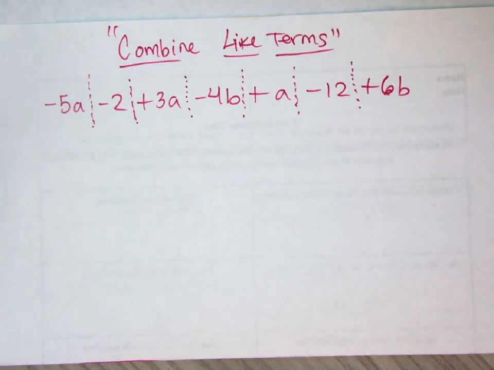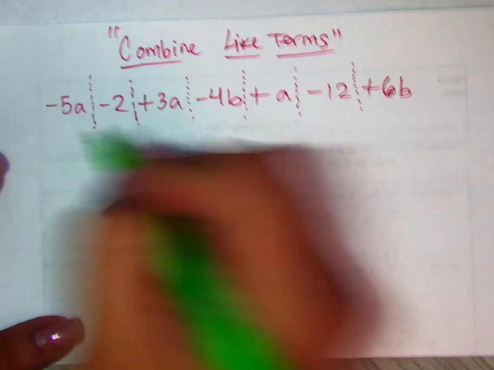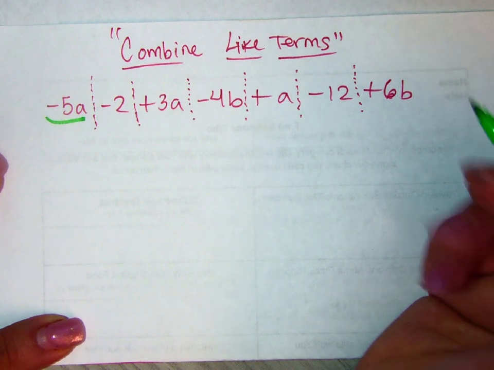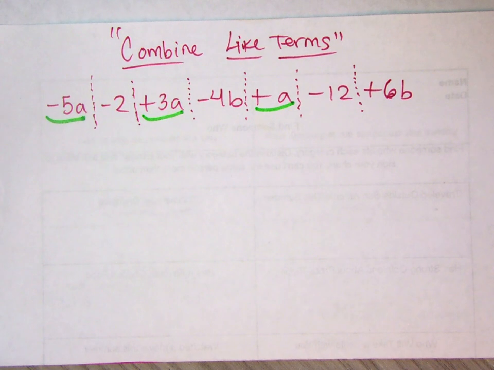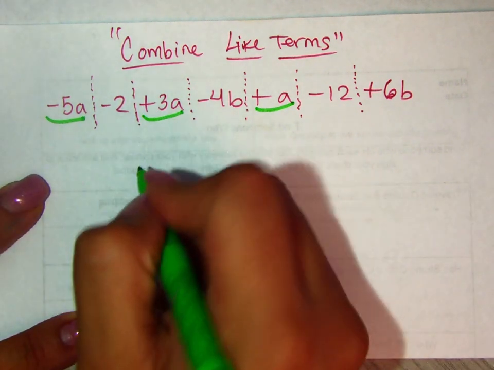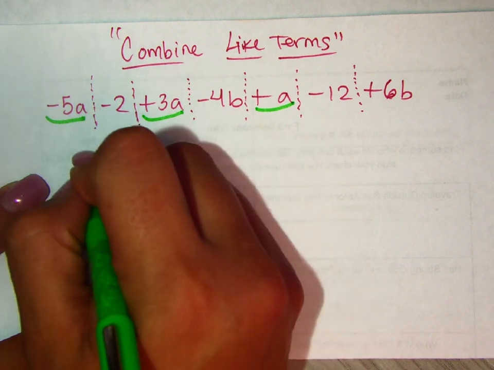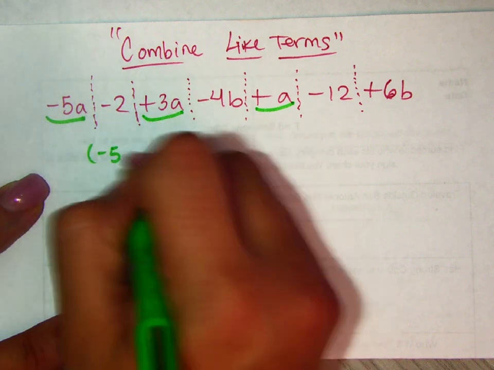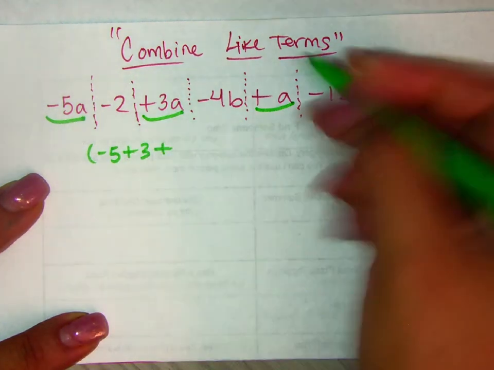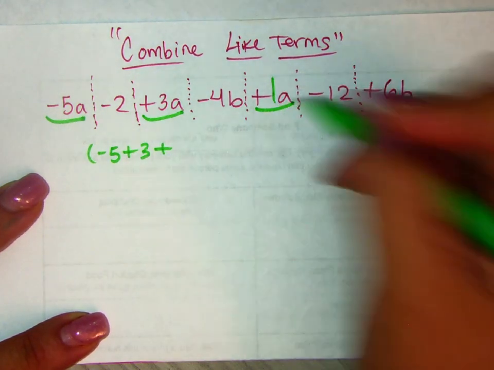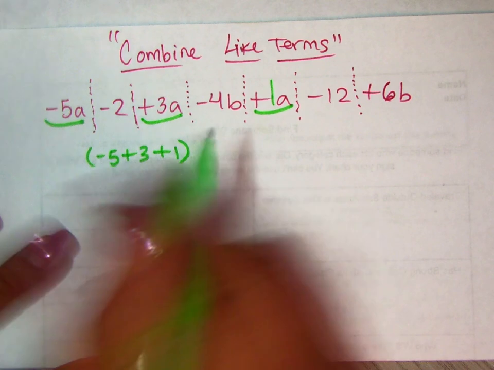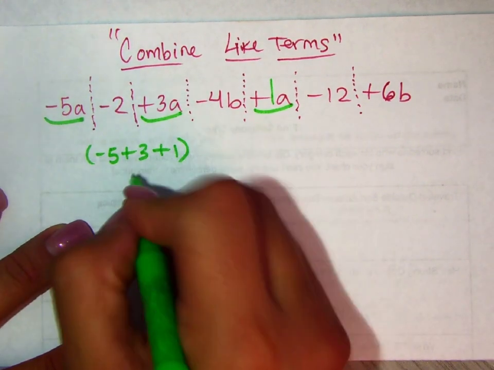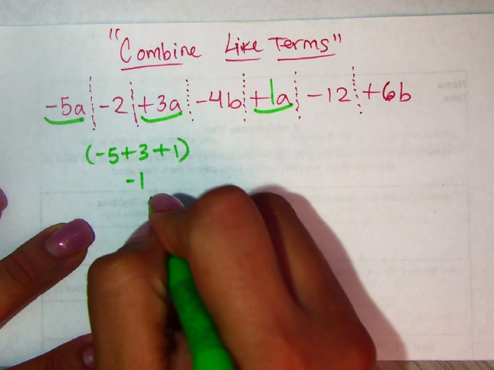Next, you want to identify like terms. So for example, I'm going to use the color green to identify negative 5a, positive 3a, positive a. So those are all like terms because they all have the letter a. So when you combine, you're going to just look at the numbers. You're going to have negative 5 plus 3 plus, right here there's no numbers, so it's a 1. And then you combine those into one number. So negative 5 plus 3 is negative 2 plus 1 is negative 1. So that means we're going to have negative 1a.